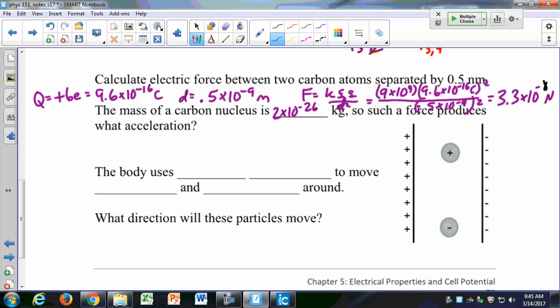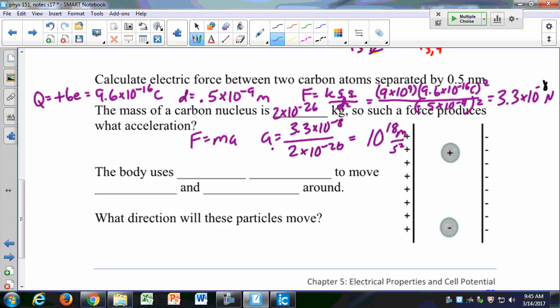And we could calculate that. We could say, well, F is equal to ma. And so the acceleration is the force, 3.3 times 10 to the minus 8, divided by 2 times 10 to the minus 26. And that's equal to about 10 to the 18th meters per second squared.